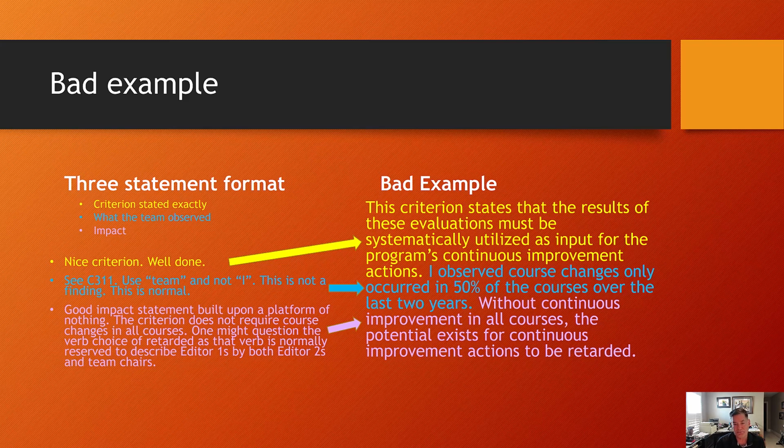And so the rest of this finding is built on a platform of, well, nothingness. It's not really a finding, and so the impact is kind of muted. And then I would note, do you really want to use the verb retarded? Probably not. Probably editor 1 or editor 2 is going to suggest a different verb, but they did use the potential exists. So again, bad example. There are parts of it that are well done, but ultimately this is just not a finding.